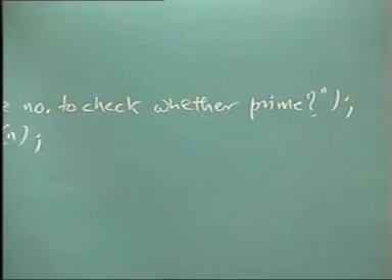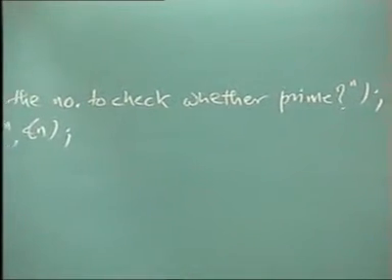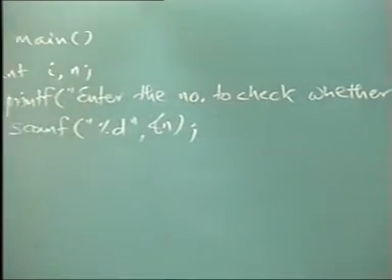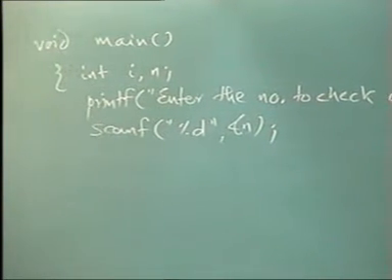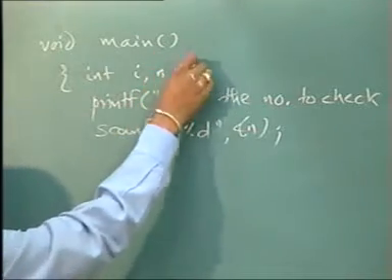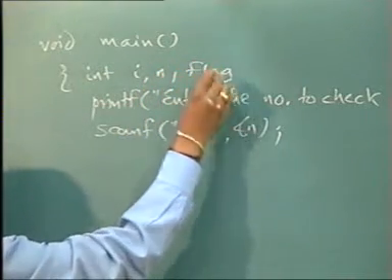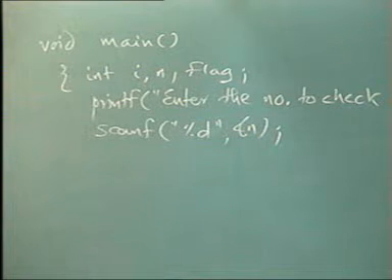Logically speaking, I should start dividing from 2, every time checking whether the number is divisible. If the number is divisible, it is not a prime. If it is not divisible by any number from 2 up to n minus 1, it will be prime. Now here I will be requiring one more variable called flag or check. I will tell you the use of this also.